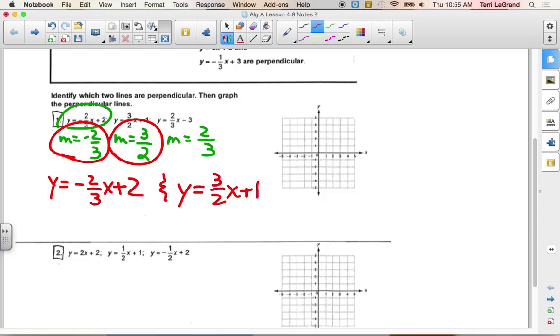Is it plus 1 there? Are perpendicular. There's the abbreviation for perpendicular. Wow. An upside down capital T. An upside down capital T.